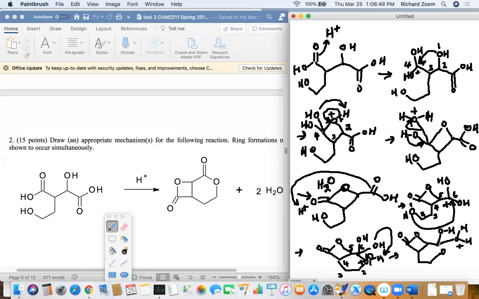And I am going to run out of room, but that's okay because I'm just going to say it becomes that product. Well, I'll draw it out. I'll continue it over here on my other screen.